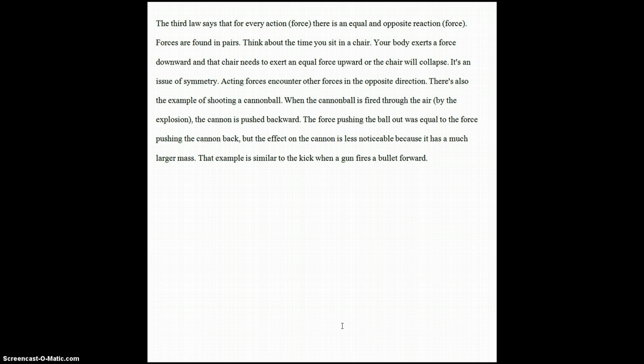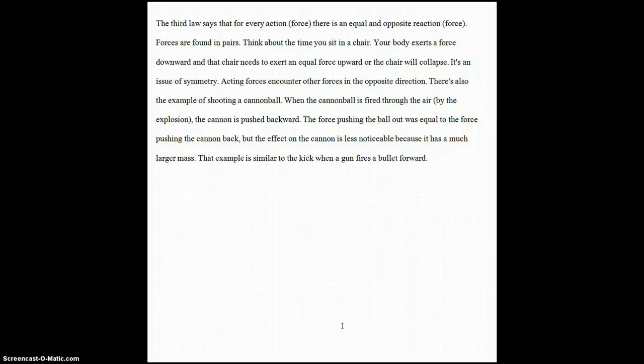Think about a time you sit in a chair. Here's another good example. The more examples I say, the more it will be drilled in your mind, and we want that because these are among the most important things you could learn. So, think about the time you sit in a chair, like you probably are right now. Your body exerts a force downward, and the chair needs to exert an equal force upwards, or the chair will collapse. It's basically an issue of symmetry. Acting forces counter other forces in the opposite direction.